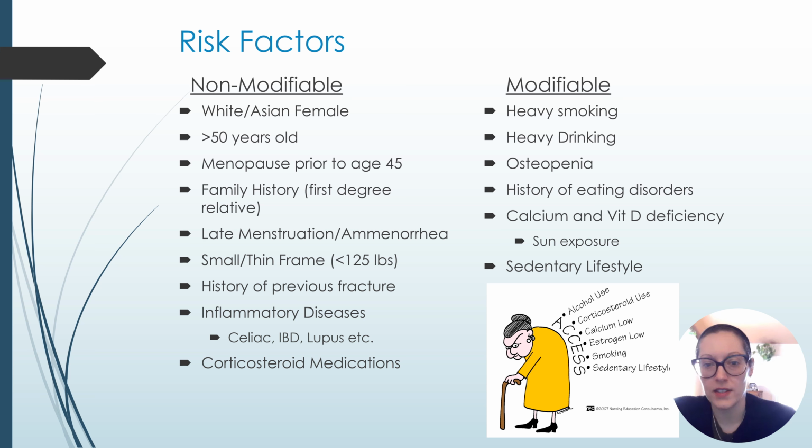On the other half of the slide here, though, we do have our modifiable risk factors, things that you do have control over. Heavy smoking and heavy drinking. Osteopenia would actually be the equivalent of a pre-diabetes. So you don't have the condition quite yet, but someone has identified that you are at risk for things progressing and becoming osteoporosis soon. History of eating disorders, calcium and vitamin D deficiency.